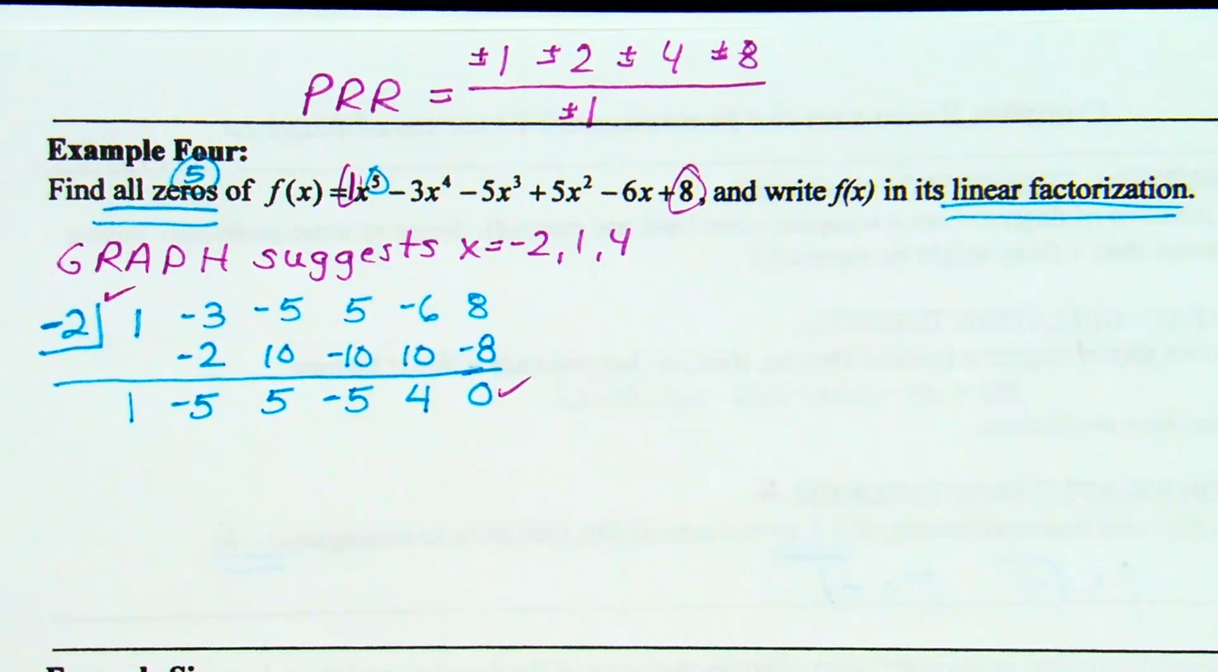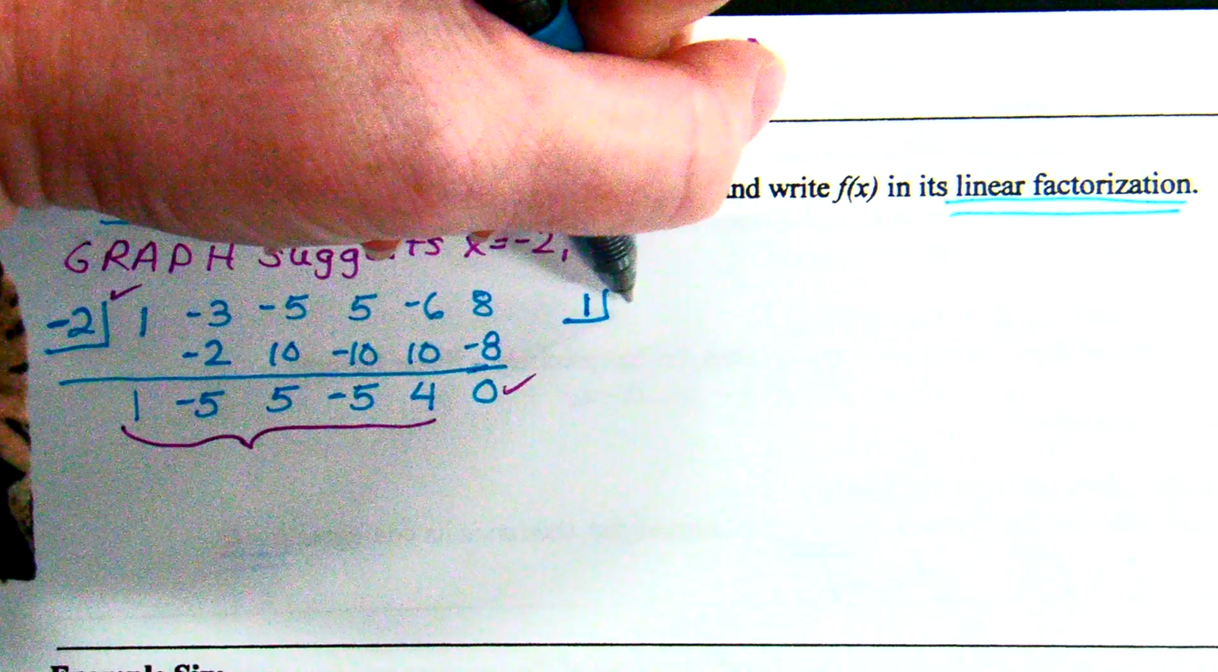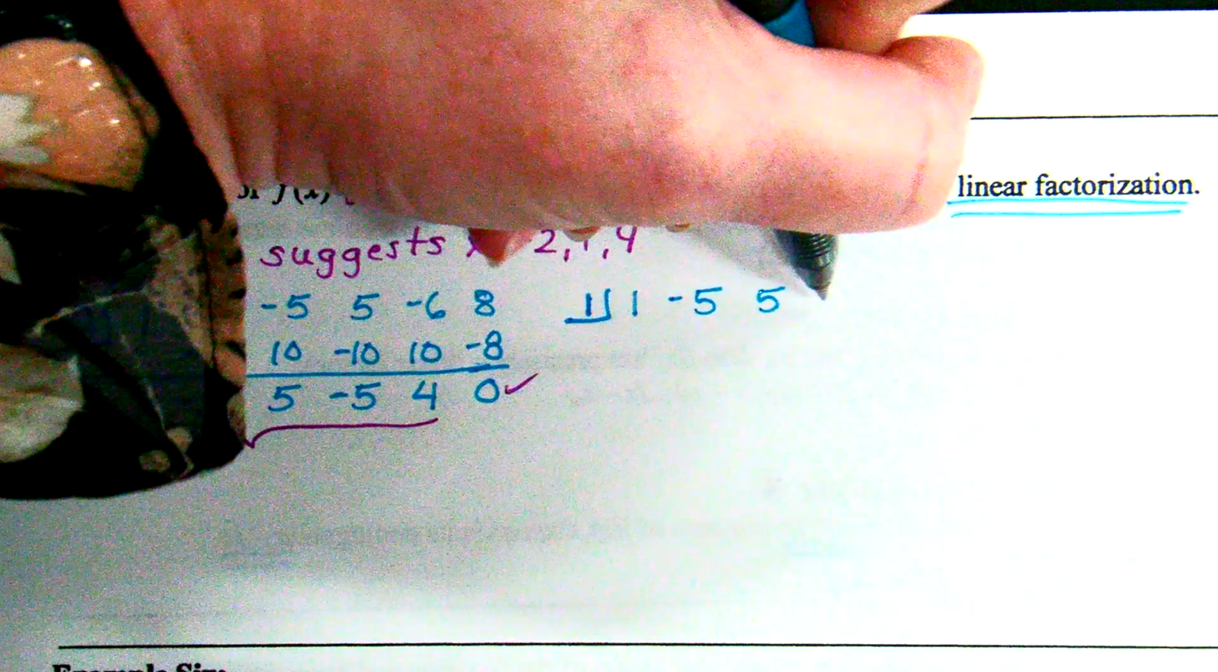It is incredibly important, and the majority of you did this on the quiz, that you carry over your new set of numbers. It is impossible to find your imaginaries if you don't carry over your new set of numbers. So, this time, just pick another one. If we try 1, we're going to use 1, -5, 5, -5, 4.